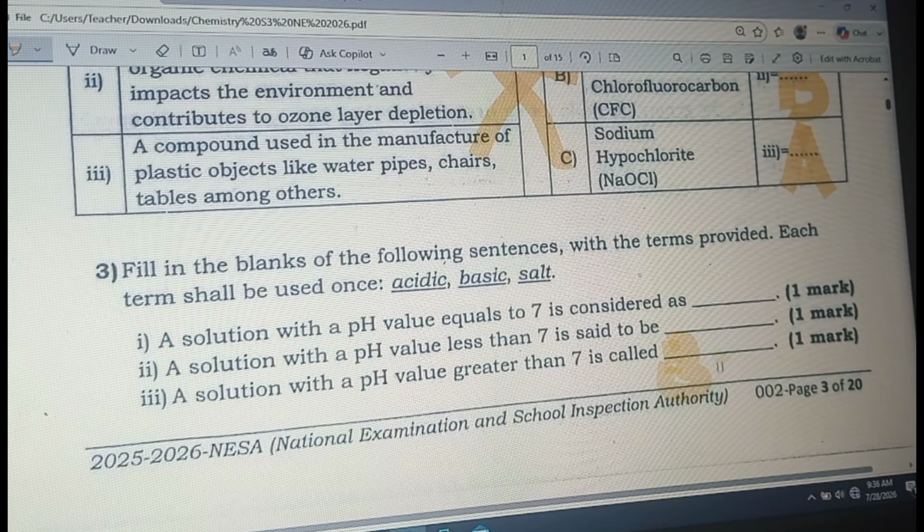Here we put basic. You see? Okay, a solution with a pH value less than 7 is said to be, meaning a pH from 0 up to 7, this is what we call acidic.